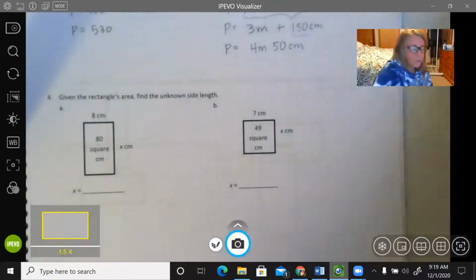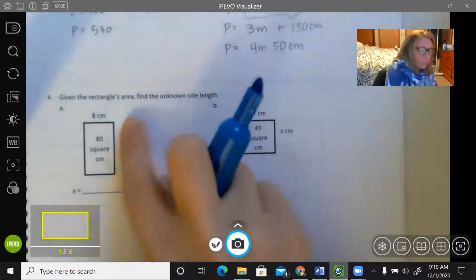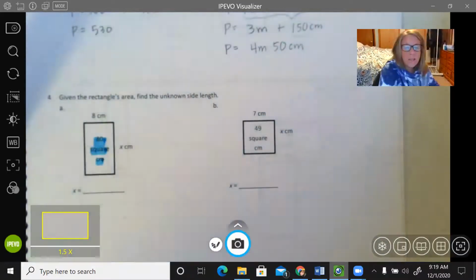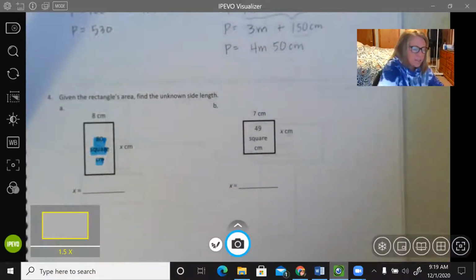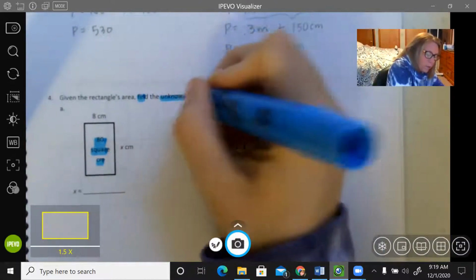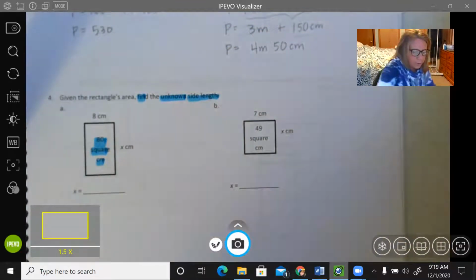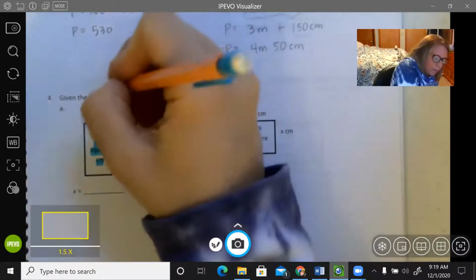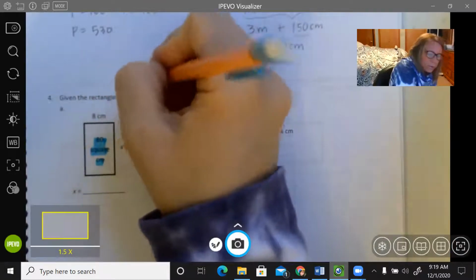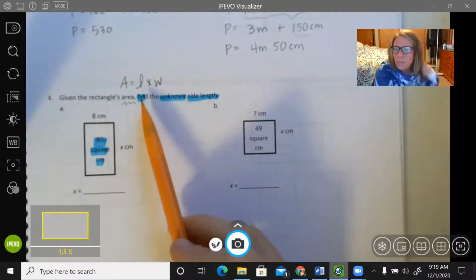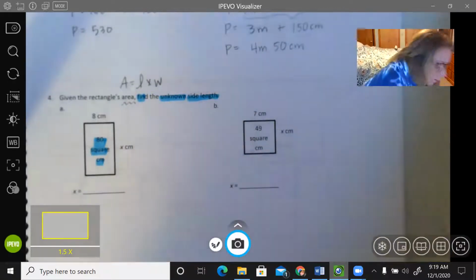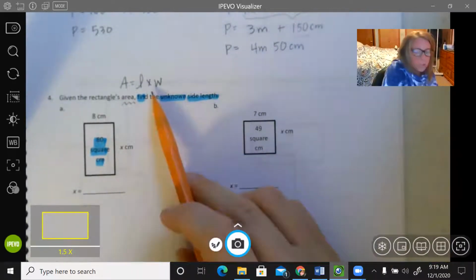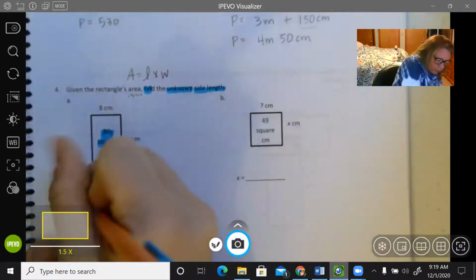Now's where it becomes fun. Now these ones are like puzzles. Now, given the rectangle's area, so we know that the area is 80 square centimeters. That's how much is in the inside. We have to find the unknown side length. These ones are like a puzzle. Okay, so when I'm talking about area, I remember that area equals length times width. And remember, I use that cursive L because I don't want to get mixed up with a 1. Okay, so if I know that area equals length times width, I'm going to rewrite my formula down here.